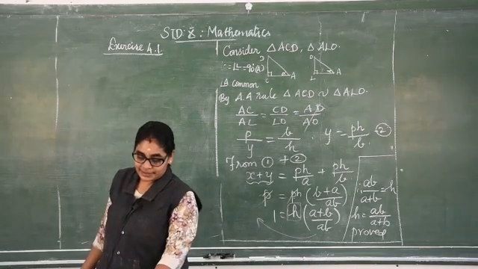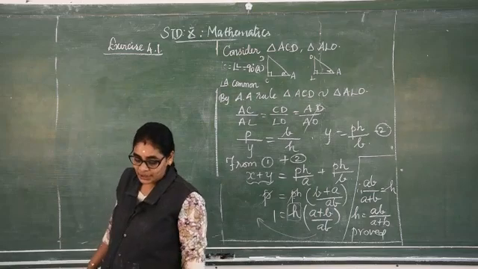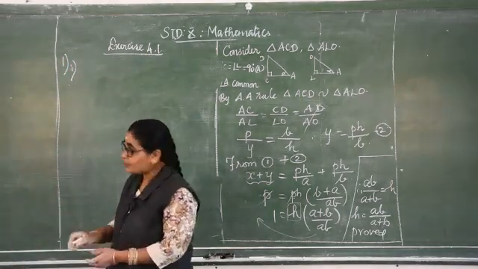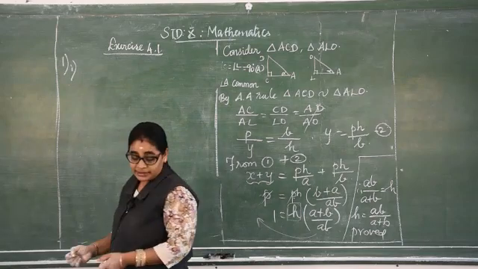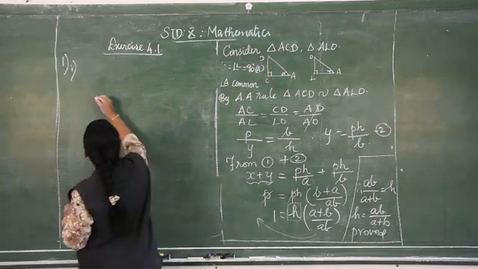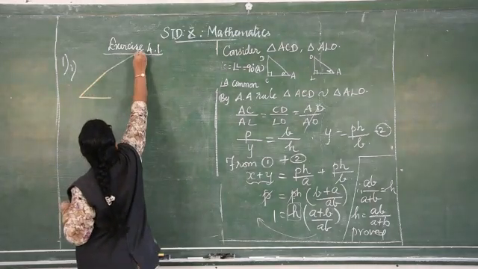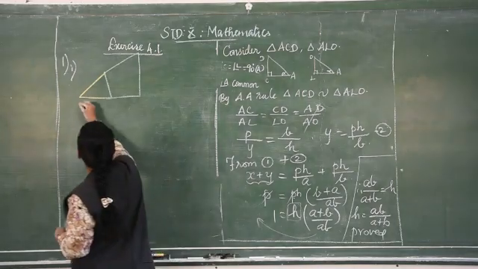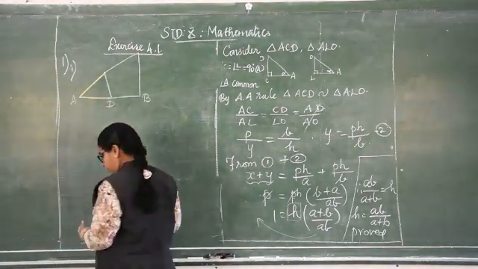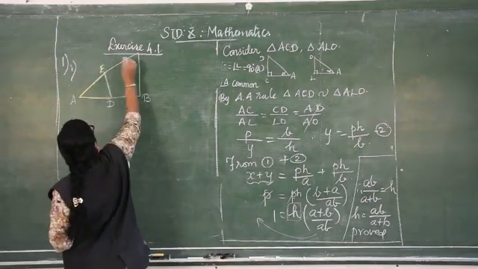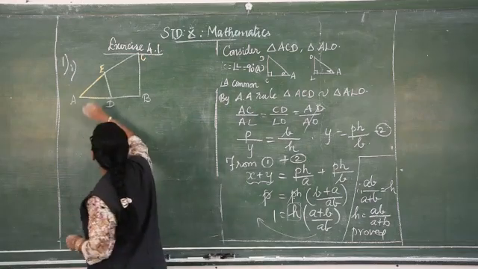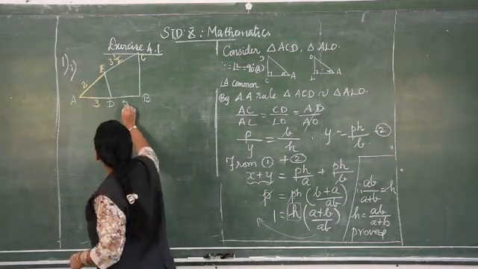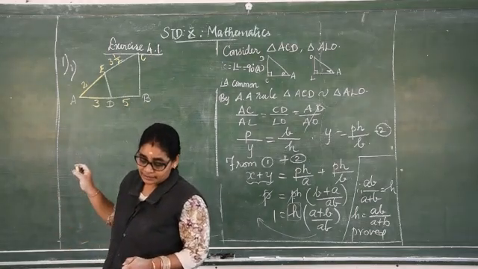First question, check which triangles are similar and find the value of X. They have given two triangles, first triangle and second triangle, and we have to prove which are similar triangles first and then find the value of X. The first triangle, ADB, here EC, 2, 3.5, 2, 3.5, 3, 5. And they are asking to prove that these triangles are similar.